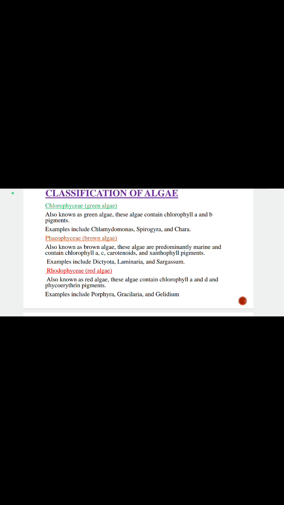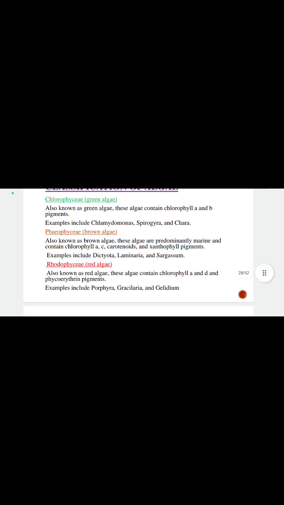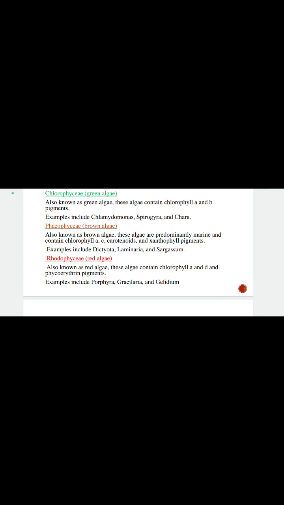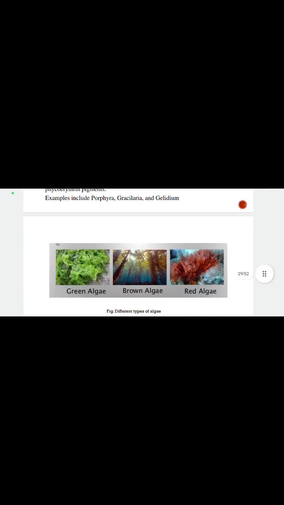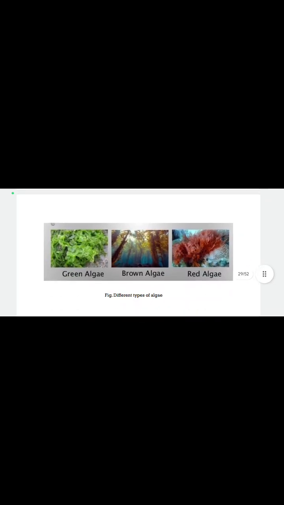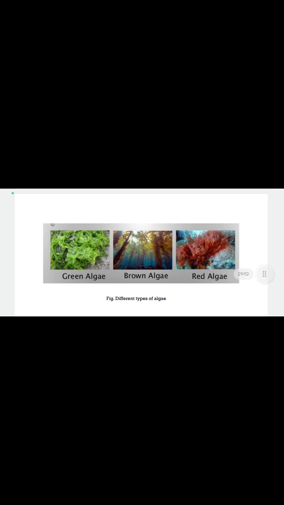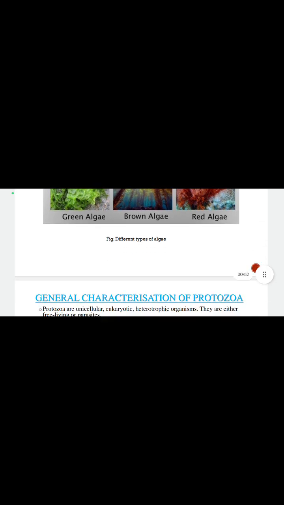Rhodophyceae, the red algae. These algae contain chlorophyll A and D and phycoerythrin pigments. Examples include Porphyra, Gracilaria, Gelidium. These are the three main types of algae: green algae, brown algae and red algae.